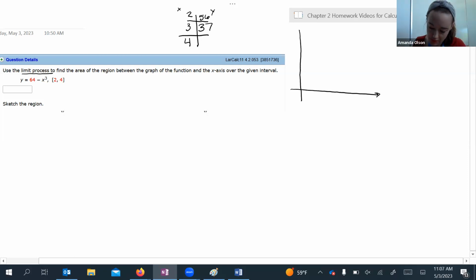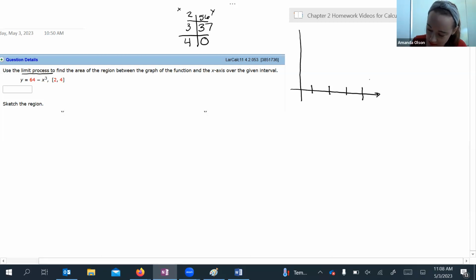And then we also can plug in 4, which I believe 4 to the third is 64. So we have 64 minus 64. This is going to give us 0. So let's see. So we have 1, 2, 3, 4.